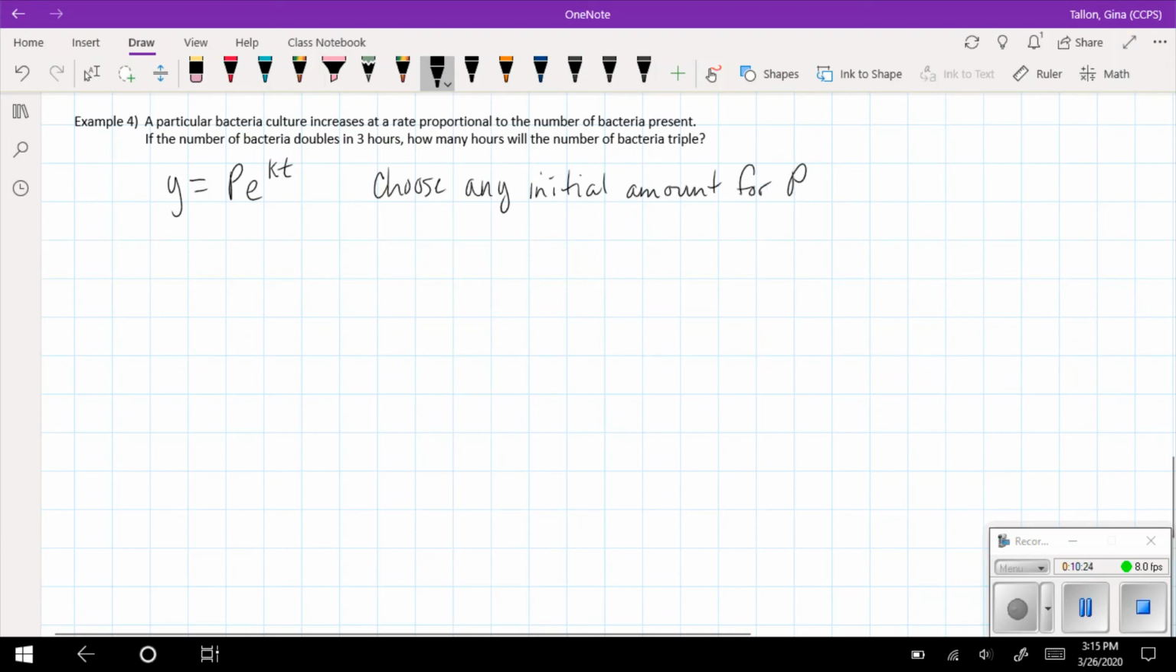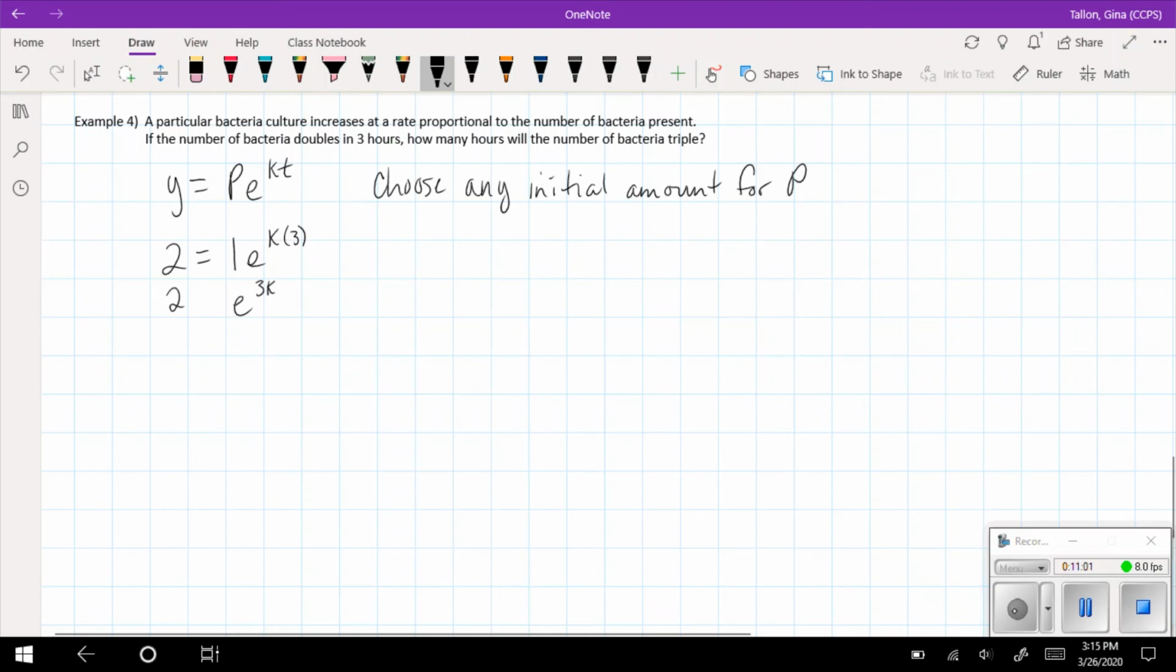For capital P, I'm just going to pick one. Let's just say I have one bacteria, and I want to know when it will triple. It says the number of bacteria doubles in 3 hours. So e to the k times, if I put a 3 here, that'd be 3 hours, and if I double the number 1, it becomes a number 2. So this is how I'm going to solve for k. I'm going to use the fact that the number of bacteria doubles in 3 hours. So this is going to give me 2 equals e to the 3k.